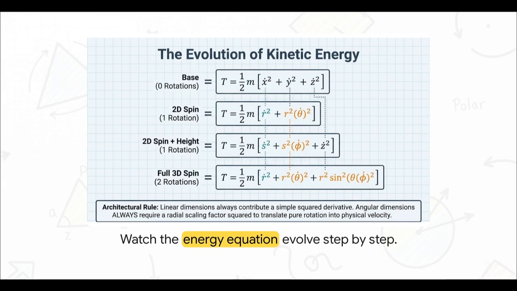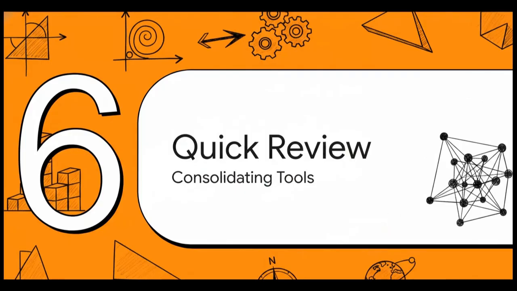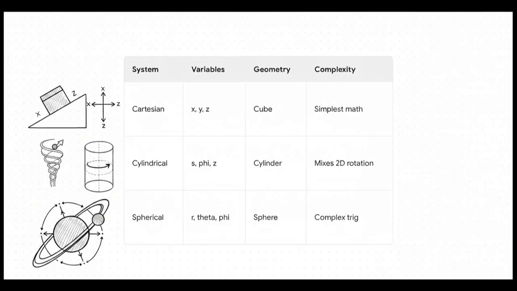Finally, add a second full 3D spin, and we get the formidable spherical kinetic energy equation. Every single layer logically builds on the one right before it. It's like a giant, beautiful puzzle. Section 6, quick review for students. Let's lock in everything we've just learned. Consider this your ultimate system selection matrix, basically a cheat sheet for picking the right mathematical tool.